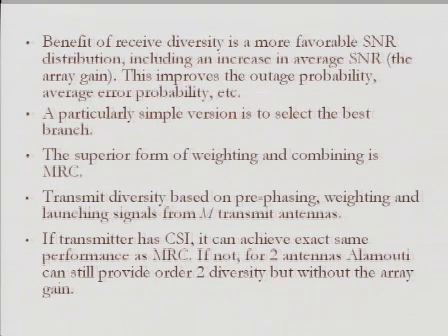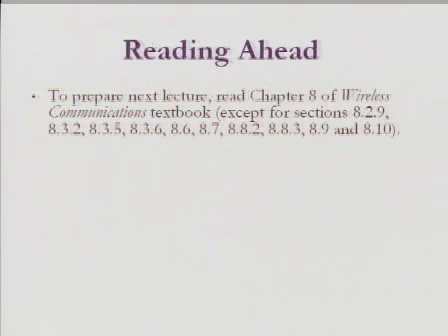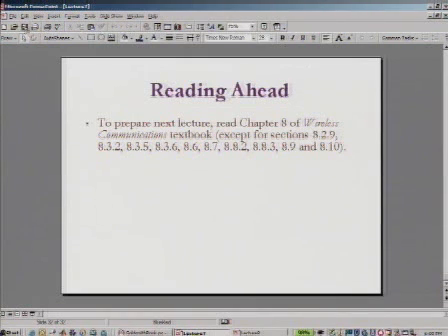And if we have CSI at the transmitter, we can achieve exactly the same performance of MRC. If we don't have CSI, we can use an Alamouti with 2 antennas to achieve the same diversity except for the array gain. And if we increase the power by a factor of 2, we get back to MRC performance using an Alamouti. So if there are no further questions on diversity, we can close the topic.